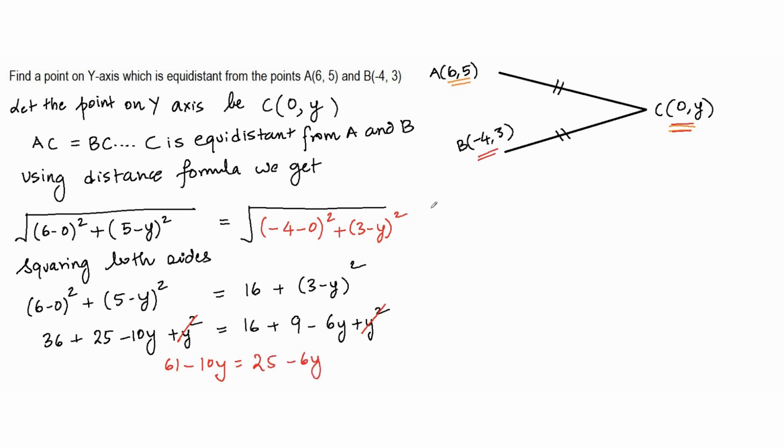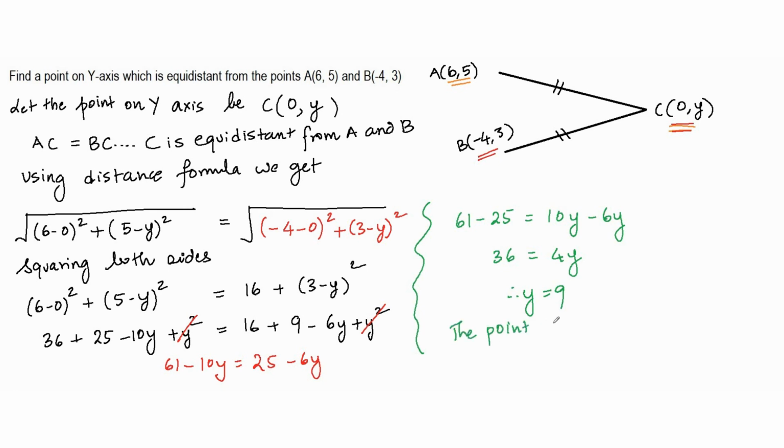And rearranging the terms, I get 61 minus 25 is equal to 10y minus 6y, which means 36 is equal to 4y, and therefore the value of y is 9. And therefore the point on the y-axis equidistant from A and B is (0, 9). Right? This is how we solve this particular question.